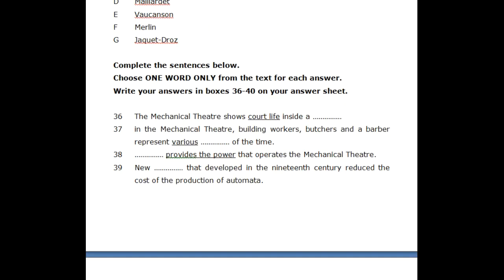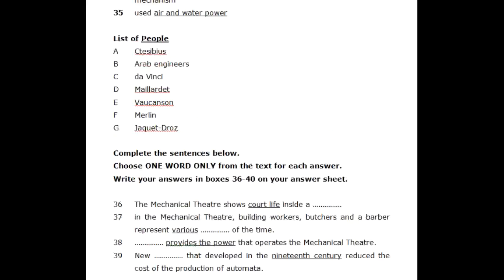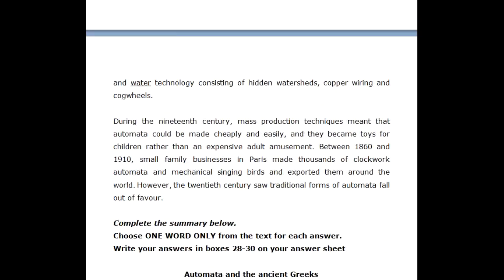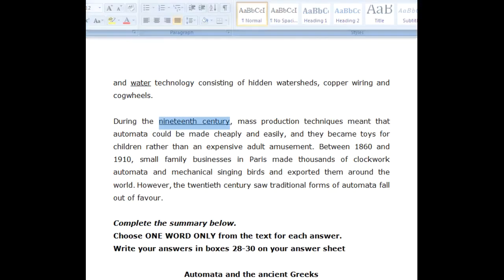The next question says: new dash that developed in the 19th century reduced the cost of the production of automata. What is the keyword here? Yes, 19th century. Once we get 19th century here, what we have to search further is the new thing that developed in the 19th century and reduced the cost. So what was developed for that? Okay, fine. We have already done up to here, so we'll read during the 19th century. Okay, so we immediately get the keyword. That means your answer is here.